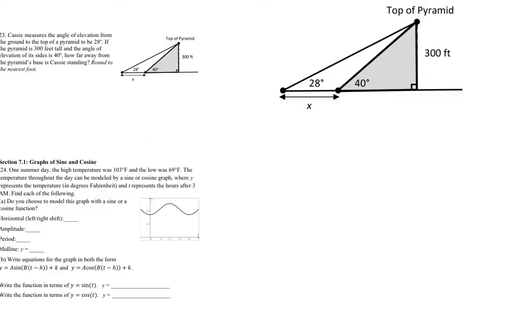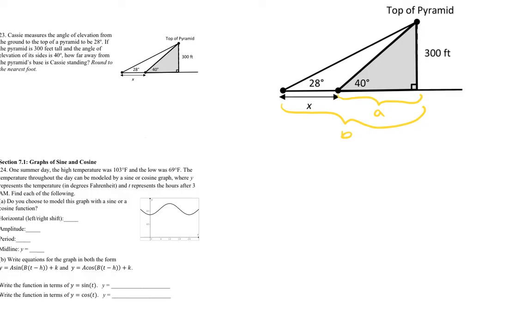Okay, so we're trying to find x here. We can look and see we have two right triangles. One with a base here, we can label this A, and then one with a big base here, we can label this B.